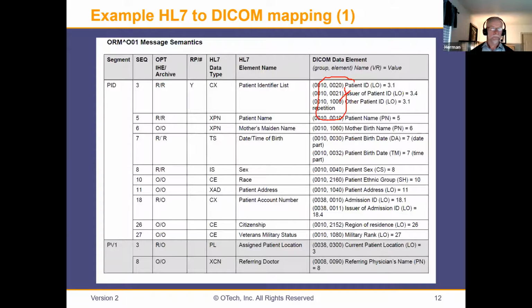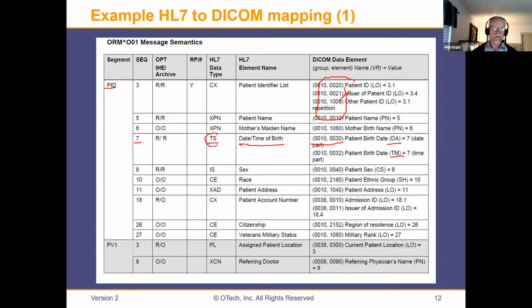Okay, now remember PID 7, PID 7. See, it tells you I map in PID 7, but that's the value type TS timestamp into my date of birth time. It is DICOM 1030, right? With the data type DA and the time in the data type TM. Why are these data types so important? I'll show you in a minute.